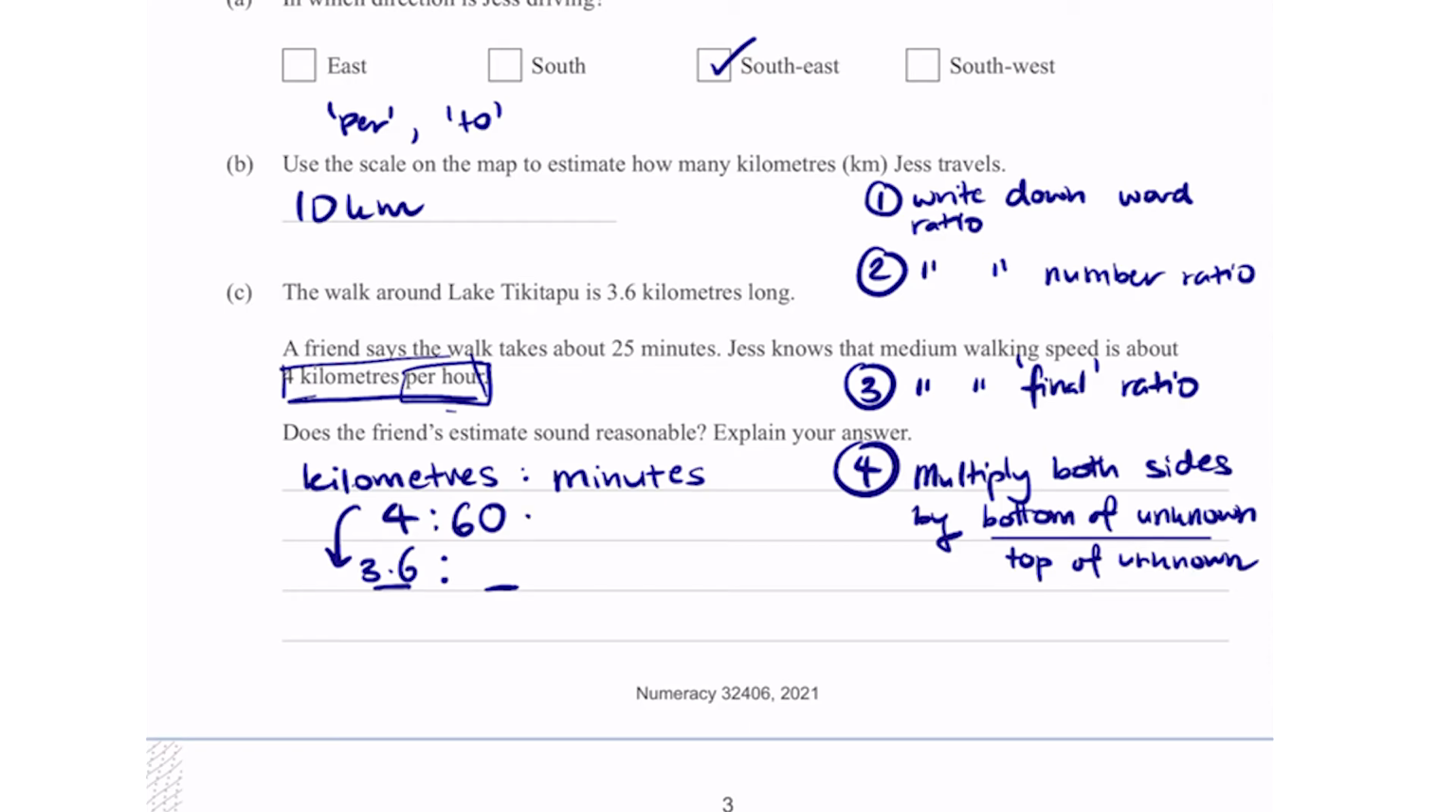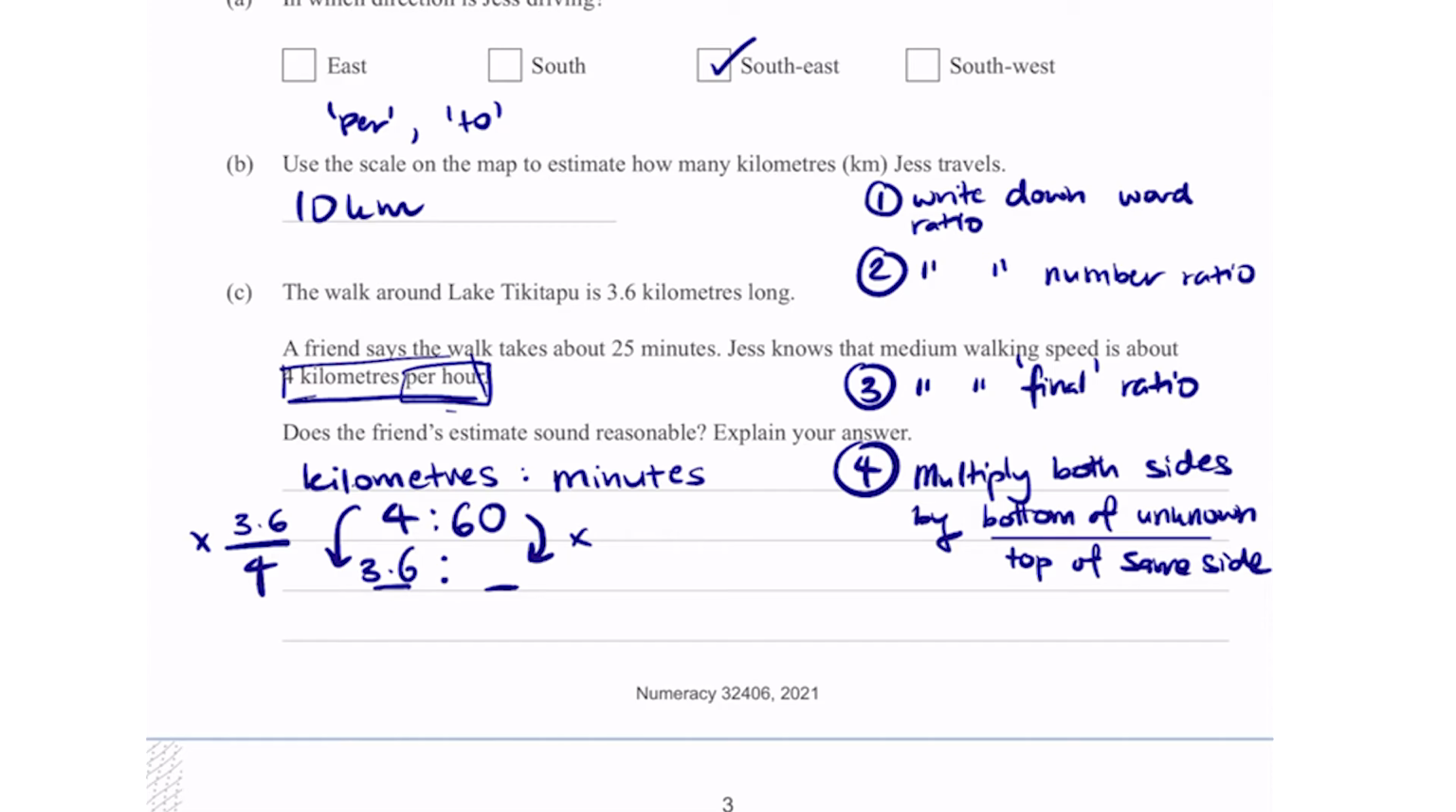Right, so what does that mean? So essentially, we're going to multiply both sides of the ratio. So we're starting from here and we're trying to end up at this kind of final ratio, if you think of it like that. So we're multiplying both sides by the bottom of the unknown, which is 3.6, the bottom of our unknown fraction. So multiplying by 3.6 divided by the top of the unknown. Sorry, it should be the top of that same side. So what side is it on? It's on this side, so we're looking at this side here. So we're dividing by the top of the same side, which is 4. Okay, so we're dividing by 4.